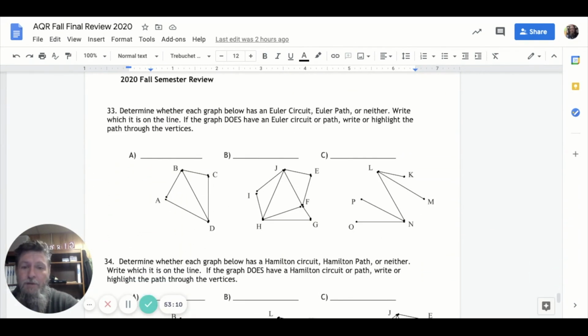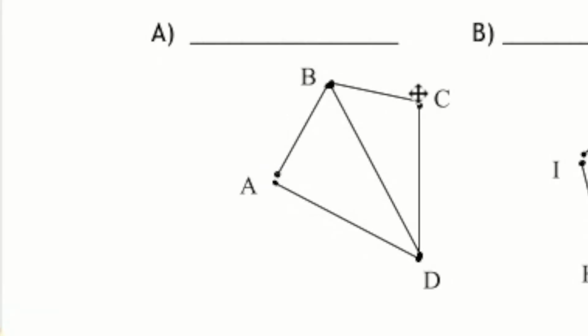All right, determine whether each graph below is an Euler circuit, Euler path, or neither. Write which one is on the line. If the graph does have an Euler circuit or path, write or highlight the path through the vertices. All right, so the degrees are 2, 3, 2, 3. An Euler path exists, but not an Euler circuit. A circuit would be all even. A path is 2 odd and the rest even.